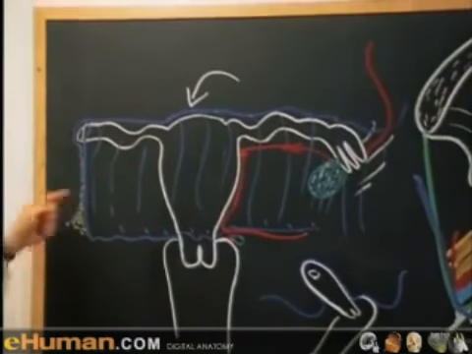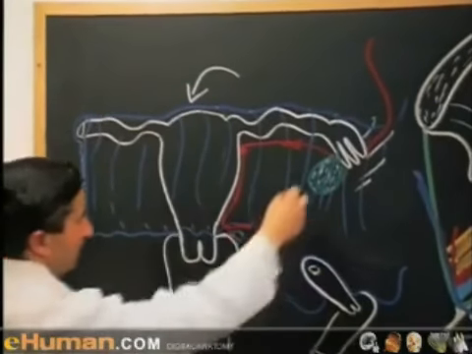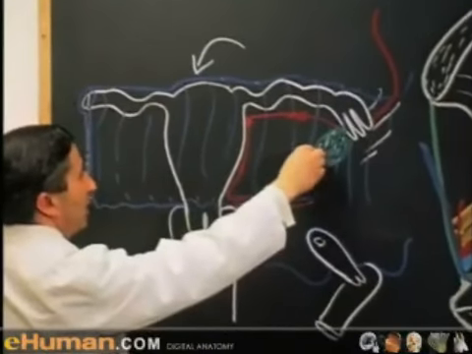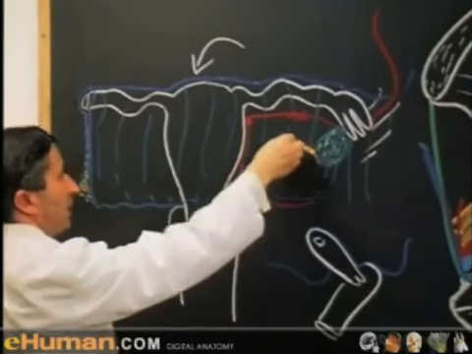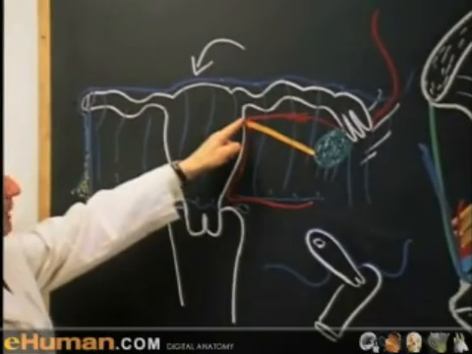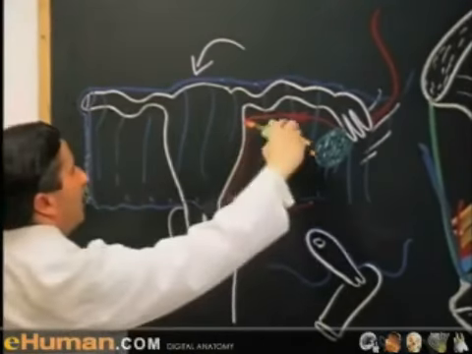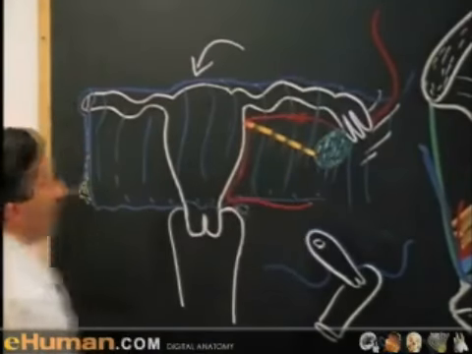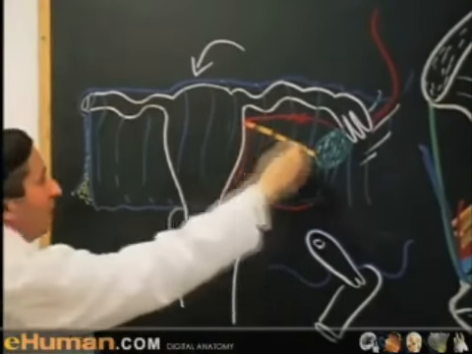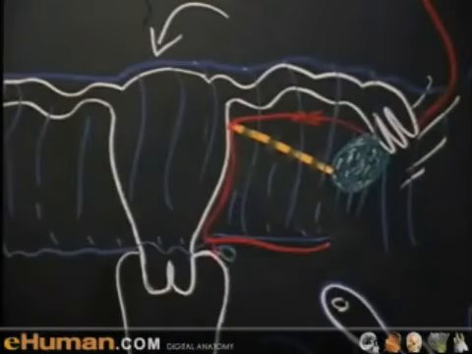Now, lying between the two layers of this broad ligament, we have the remains of the gubernaculum, and this extends from the lower pole of the ovary to the lateral edge of the uterus. Since it's lying between the layers of the broad ligament, this remains of the gubernaculum is referred to as the round ligament of the ovary.